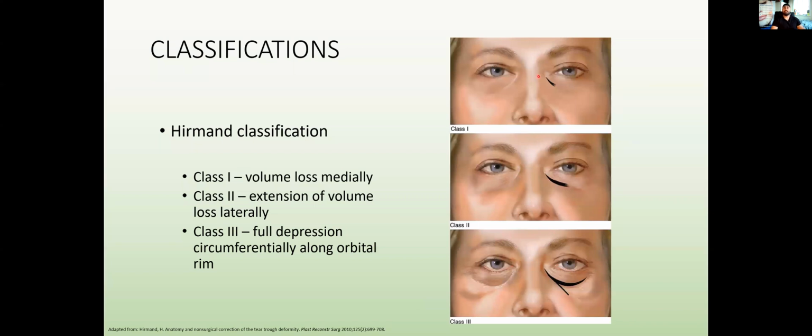And as I said earlier on, the tear trough will start at the medial canthus, and it works its way around. Now, if it stops short of the mid-pupillary line, it's grade 1. If it reaches the mid-pupillary line here, it's grade 2. And if it goes all the way around and becomes a palpable malar groove, then it's grade 3.